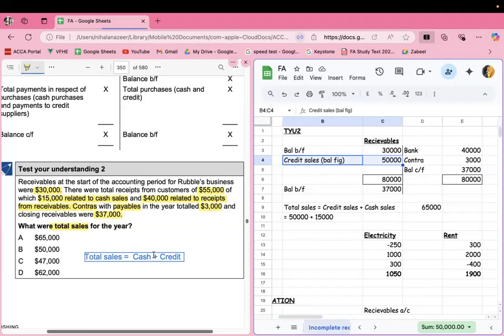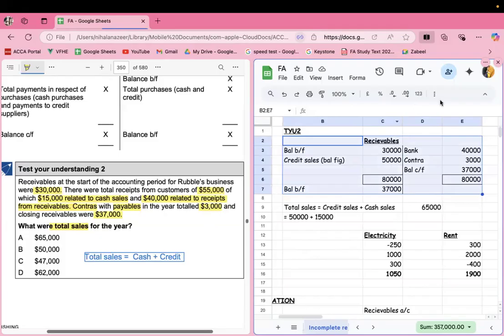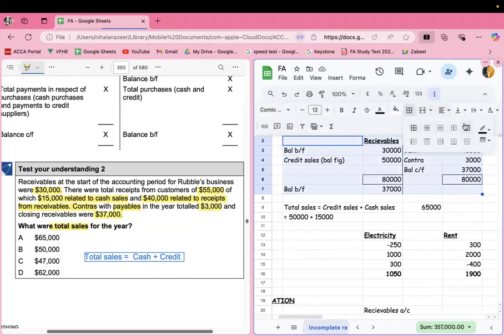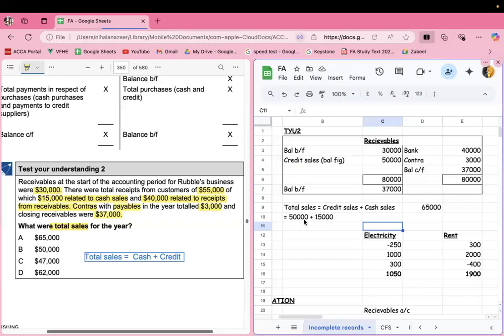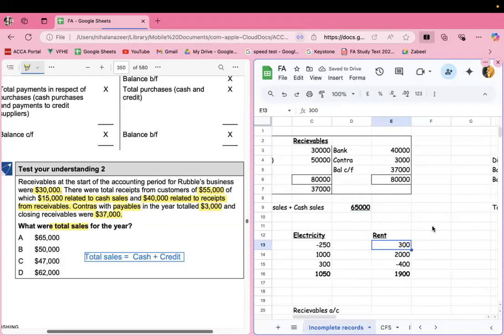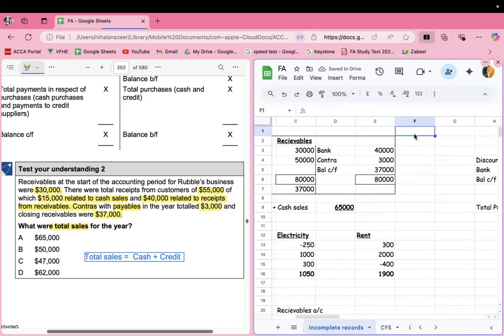Now you know total sales is equal to how much? Cash sale plus credit sale, right? So from this box, we have got the credit sale. Understood? Okay. So when you have got the credit sale, you're going to take the credit sale plus cash sale, that is 50,000 plus 15,000. In the question they have already mentioned the cash sale is 15,000. So after that, you get the total as 65,000. Understood? Clear?